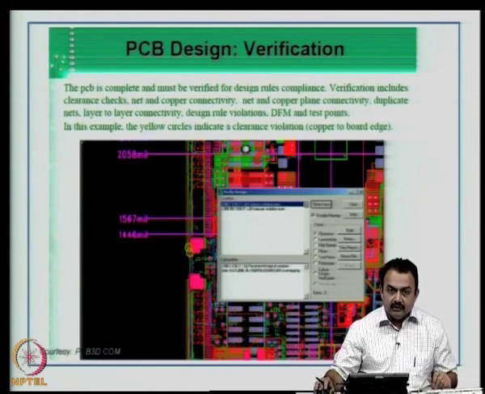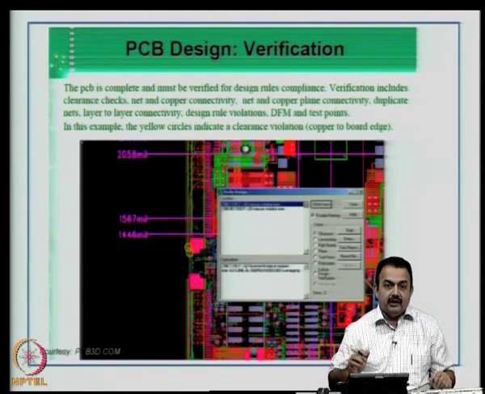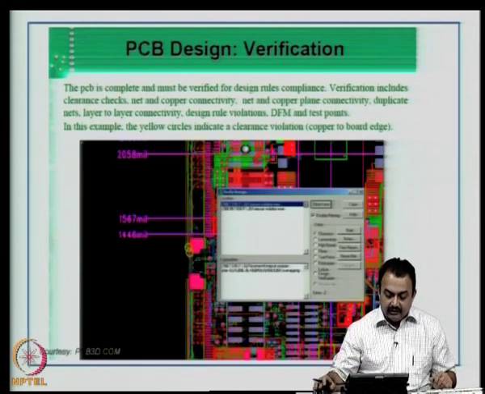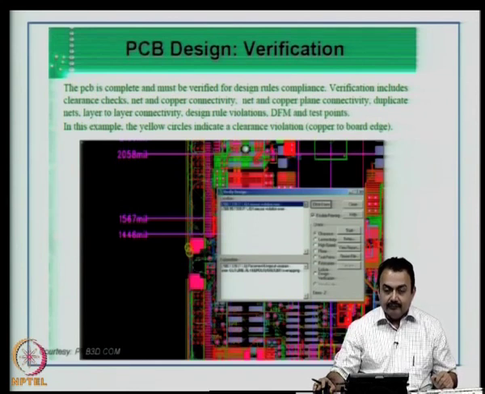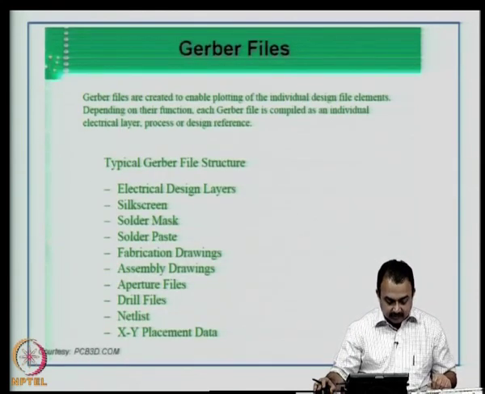Verification of the electrical circuit is an important requirement. The PCB is complete at the CAD stage and must be verified for the design rules whether they have compliance or not. Verification includes clearance check in terms of, let us say, via to via clearance, via to pad clearance, pad to pad, pad to track, track to track, track to edge clearance and so on. Net and copper plane connectivity, duplicate nets, layer to layer connectivity if it is a multi-layer board, design rule violations that you have to periodically check based on your design rules, design for manufacturability and test points. Then you create the Gerber files.